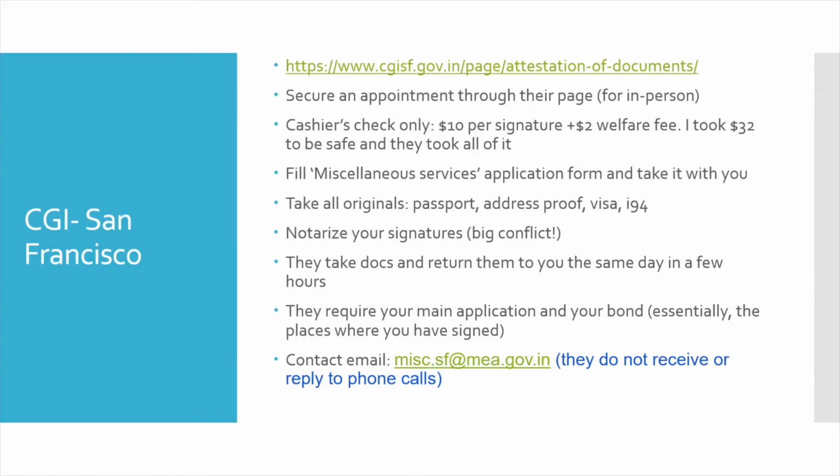And there's also a miscellaneous services application form that you need to fill, and you're supposed to take it with you to the consulate. And if you're going in person, you need to take all originals, like your passport, address proof, visa, I-94, all of that you need to show them. And I think you can give self-attested copies because you've shown them the originals. But if you're mailing them, then you need to get those copies notarized. And yeah, notarize your signatures, even though the notaries in the US will fight it, just say that you want it done and they will figure out a way to do it.